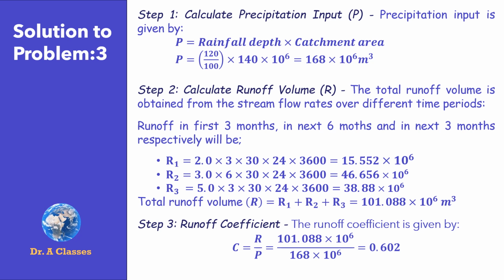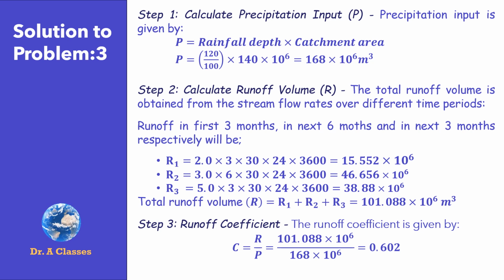Runoff event 2 is equal to 3.0 into 6 months into 30 days into 24 hours into 3600 seconds, that is equal to 46.656 into 10 to the power 6. Runoff event 3 is equal to 5 into 3 months into 30 days into 24 hours into 3600 seconds is equal to 38.88 into 10 to the power 6.